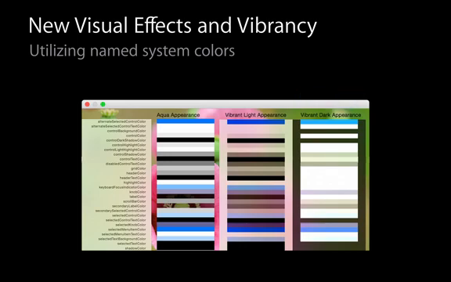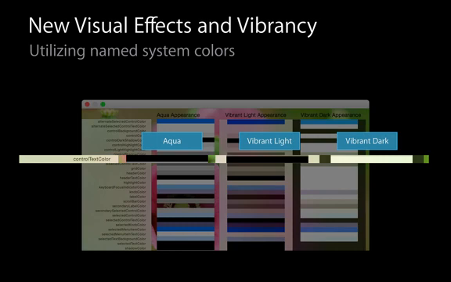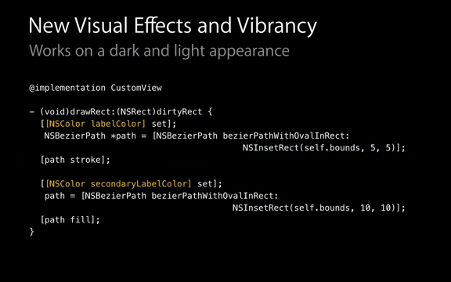And if we zoom in so you can see one particular row, this is the control text color. And as you can see, the aqua, vibrant light, and vibrant dark, the colors are all slightly different depending on what we decide in AppKit to make it look for a particular appearance. The point here is they are different depending on your appearance. So if we take a look at that custom view again that was drawing the circles, if we used NSColor labelColor and NSColor secondaryLabelColor, that view would look good if it's in a light appearance or a dark appearance without you having to do anything.